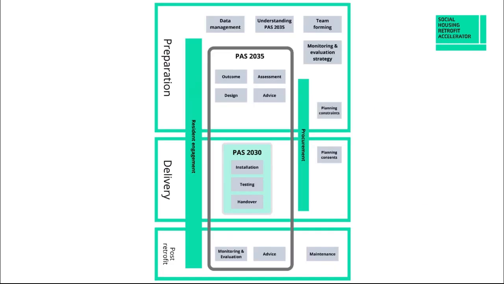So these are the main steps in a retrofit project from the project overview toolkit. And we divide the tasks into 3 phases: preparation, getting ready; actual delivery of the project; and then post-retrofit, what do you do after the main work is completed? Some activities, like resident engagement and procurement, run across the whole life of the project, and others are specific to different phases.